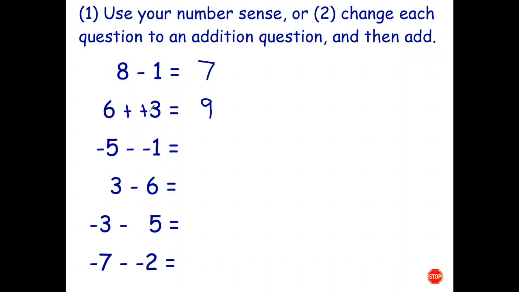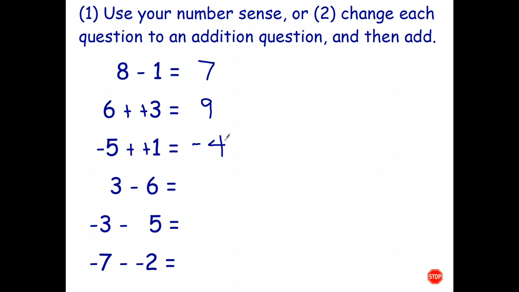Okay, welcome back, students. Let's see how you went on these next 4 questions. So, -5 subtract -1. You can think, well, again, subtracting a debt is the same as earning $1. So that's really the same as -5 plus 1, and that's -4. You're at -5 on a number line. You move 1 to the right, you're at -4.